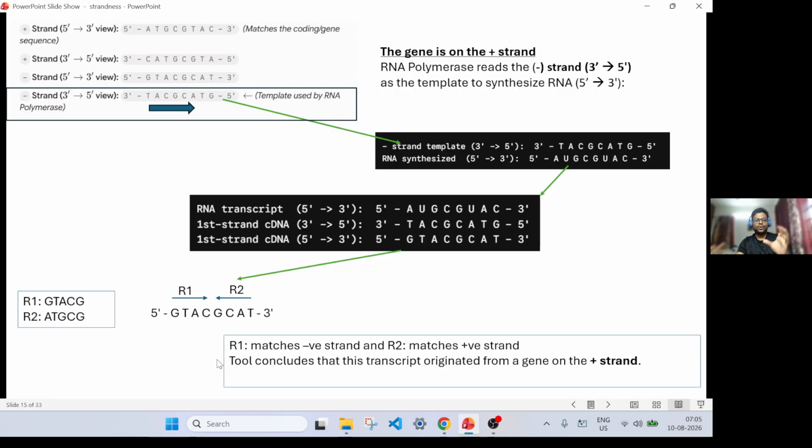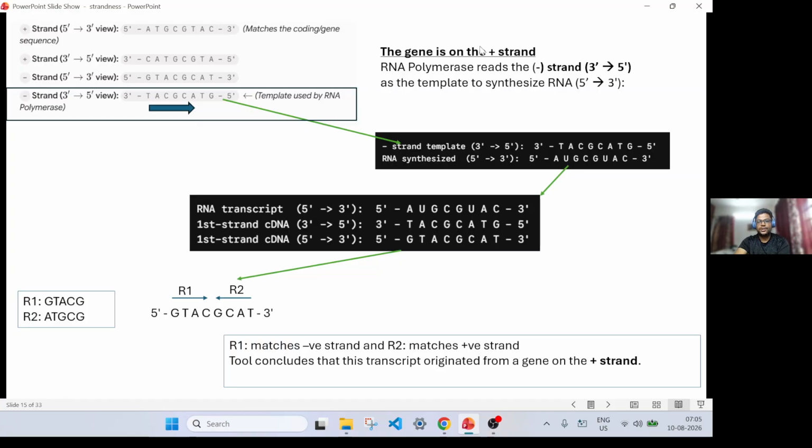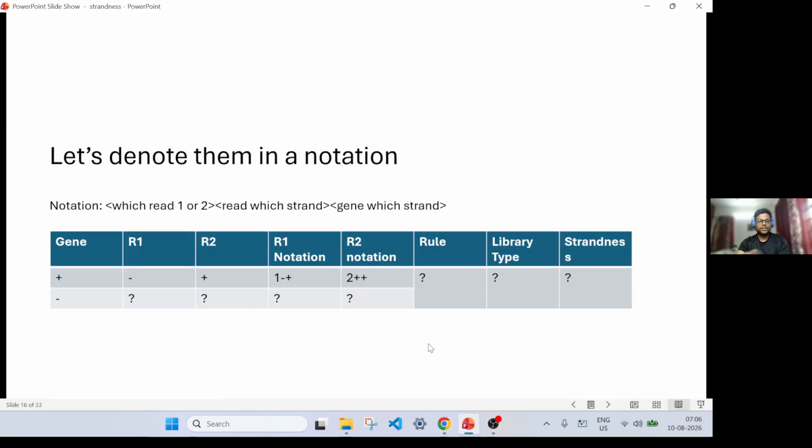So now the rule you got is that R1 is on the minus strand and R2 is on the positive strand, and your gene is on the plus strand. So we create a rule: when the gene is on the plus strand, R1 is matching with the negative strand and R2 is matching with the positive strand. So just opposite. Okay, so minus and plus.